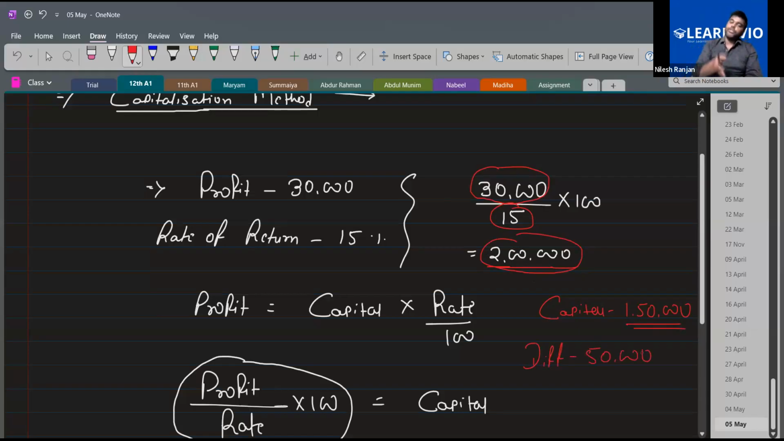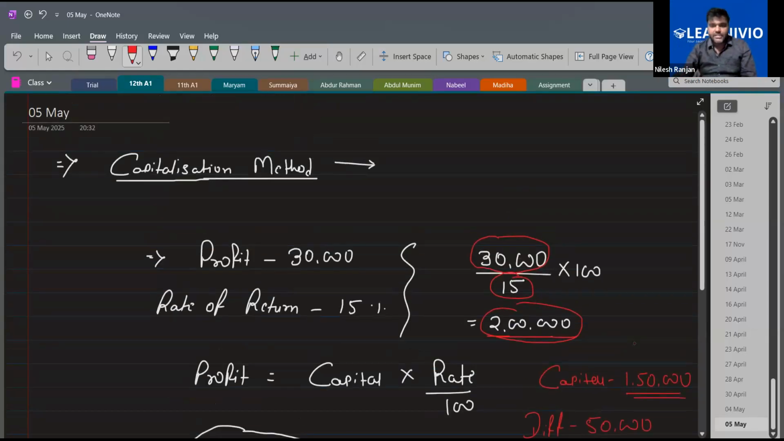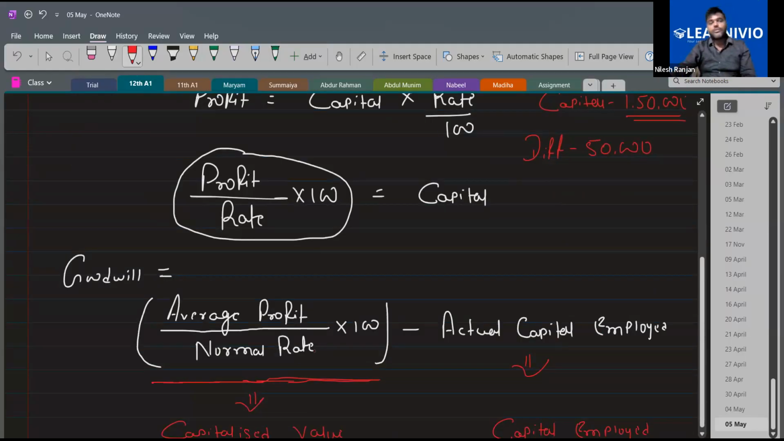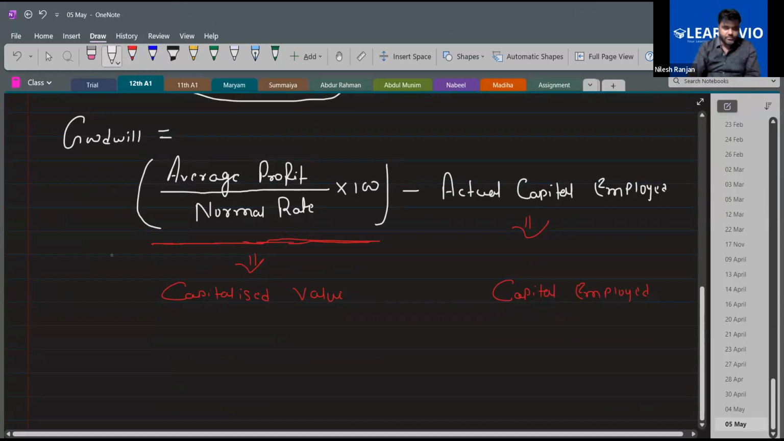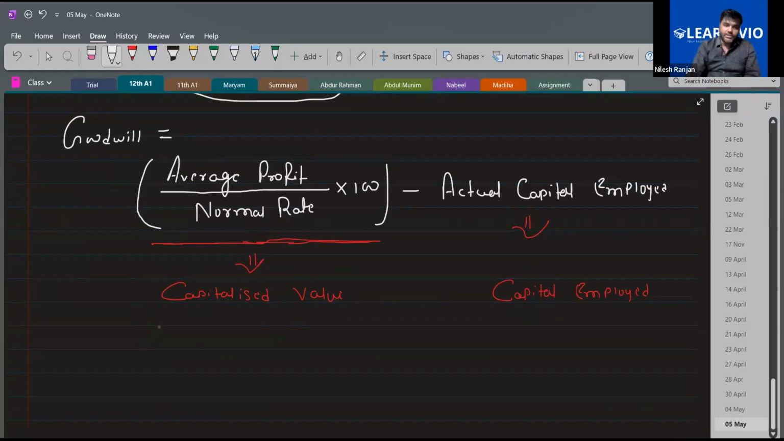We have invested 50,000 less in our business and we are earning the same profit as the other business is earning. So that is the difference. That is the goodwill we have. So goodwill equals average profit divided by normal rate into 100 minus actual capital employed. Now, average profit, we already know how to calculate it. Normal rate will be given in the question. Actual capital employed, that is what we have to calculate.